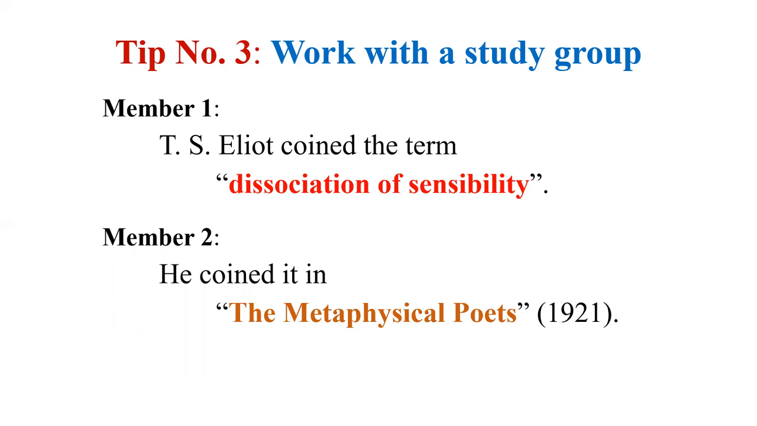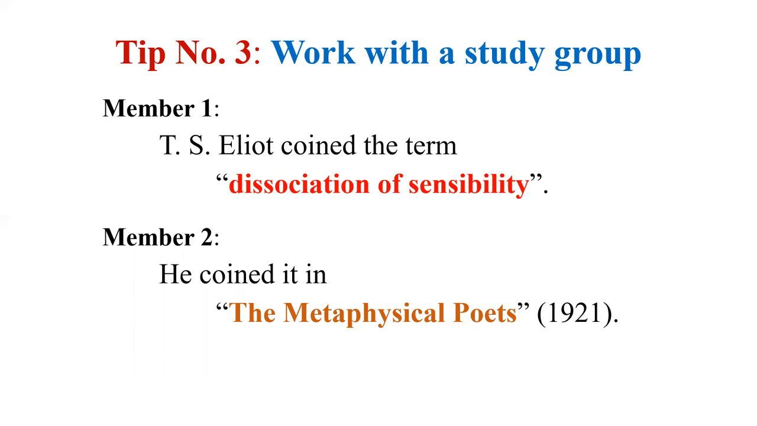So let's say you have a few people, I would say around 5. Let's say 5 people who are interested in cracking NET in the next attempt. So let's say one member can say T.S. Eliot coined the term disassociation of sensibility, because our topic is T.S. Eliot, modern poetry. Because you might have missed out on this point, and a friend can point this out. A friend can say T.S. Eliot coined the term disassociation of sensibility.